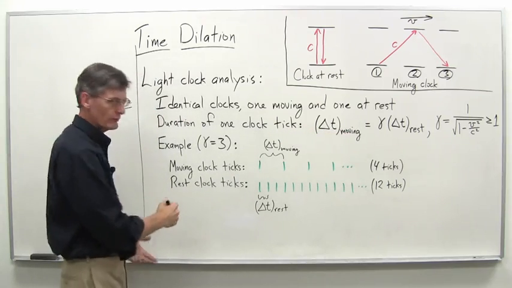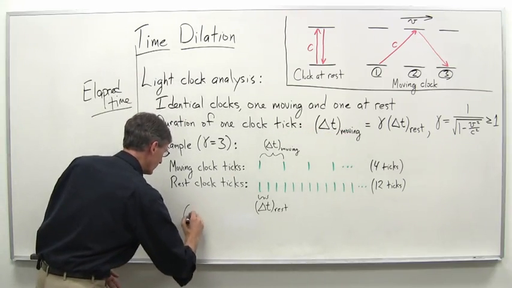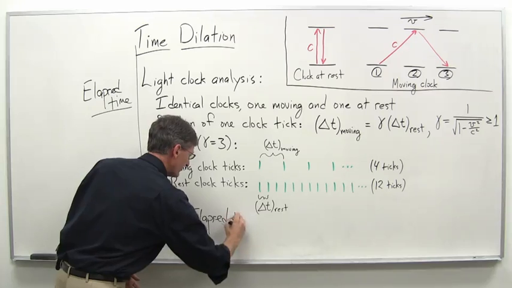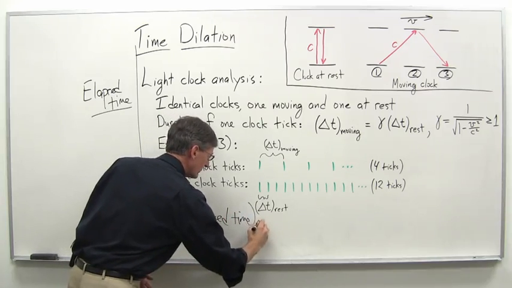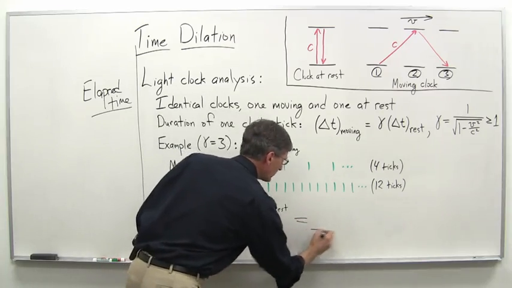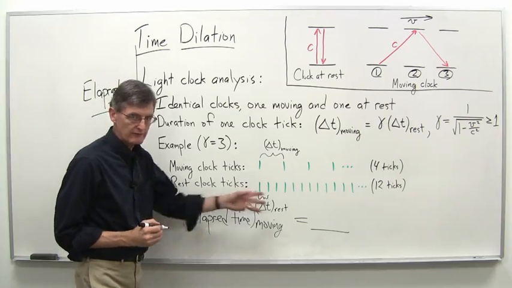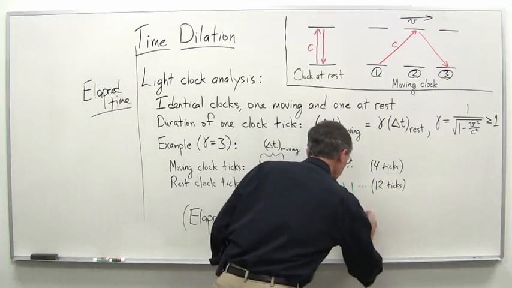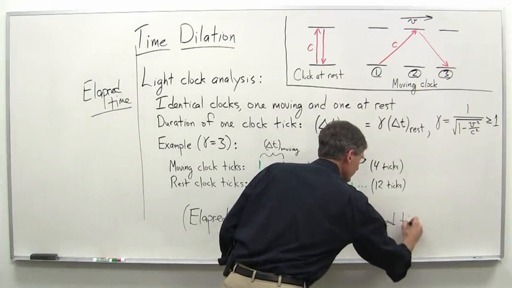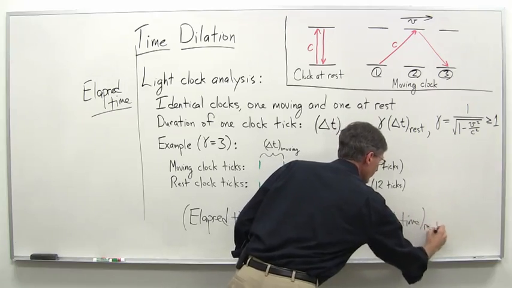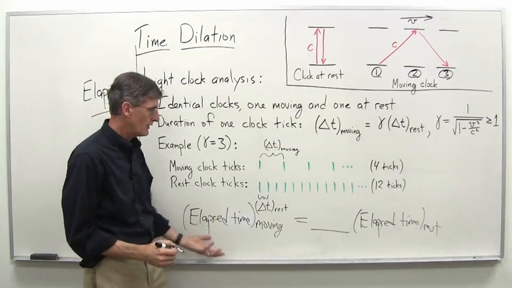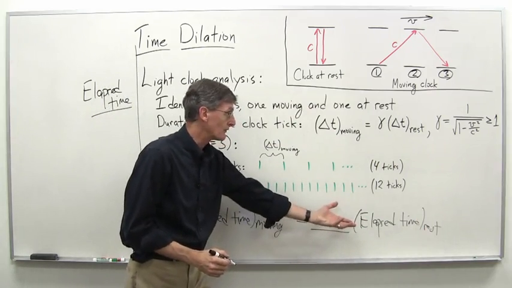In fact, I'll do it down here. I think it'll be a little easier to write it. So we'll just call it elapsed time moving clock is going to equal something. We're going to leave that blank for now. We're going to fill that in a minute. Times the elapsed time of the rest clock. Okay, so it's the same form as this, except we spelled it out. Elapsed time here equals something times the elapsed time of the rest clock.